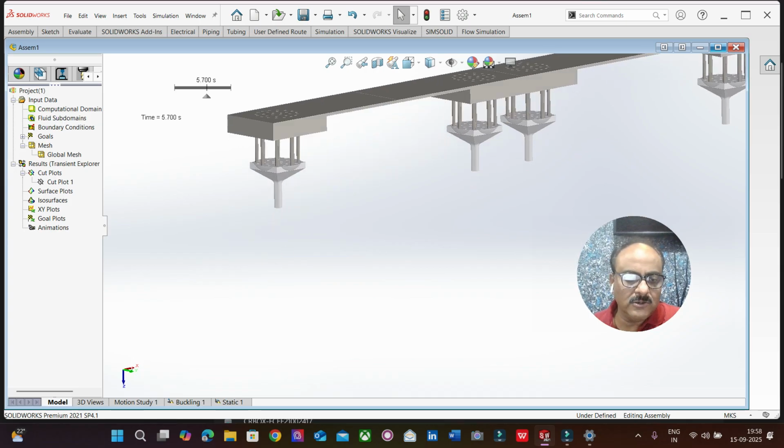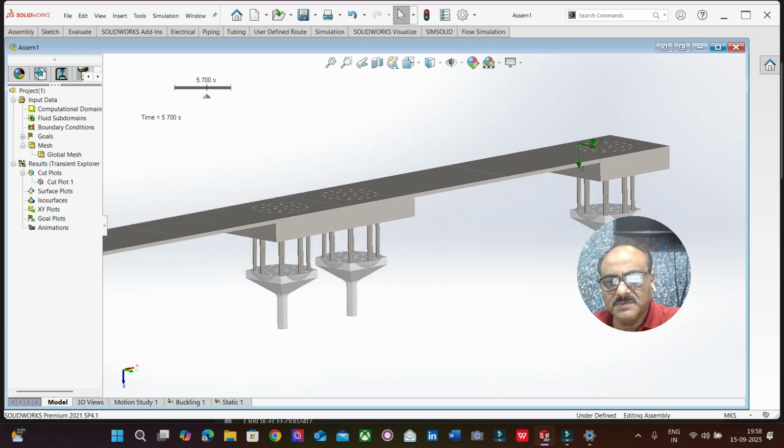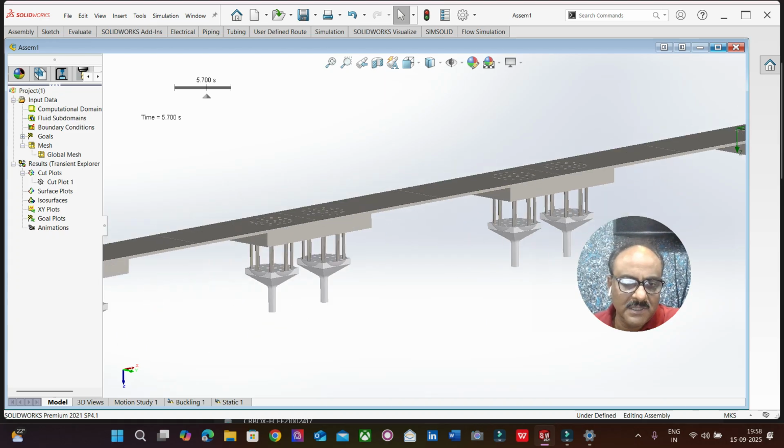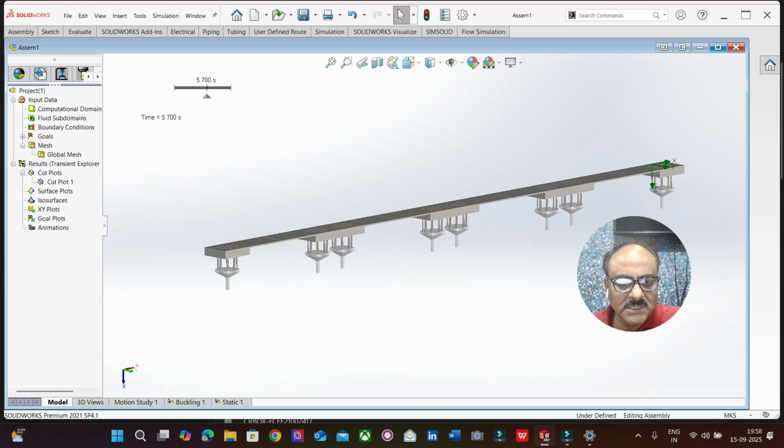Now this is the global coordinate system, and from the global coordinate system we can create as many local coordinates as possible. When we assume this structure, we can have a local coordinate system, and when we are considering this part of the structure, there can be another local coordinate system. Likewise, we can create as many local coordinates as possible.